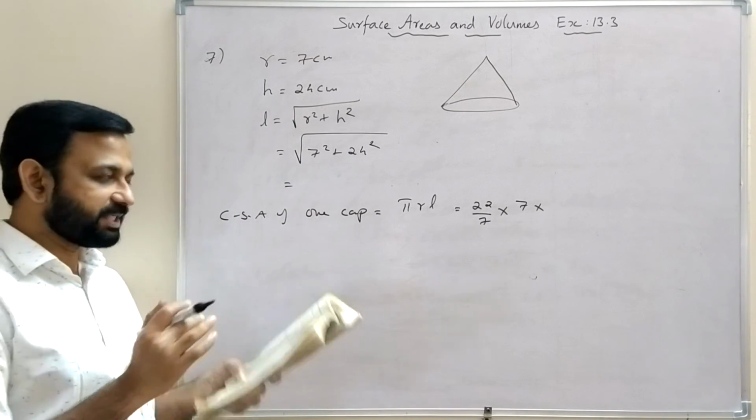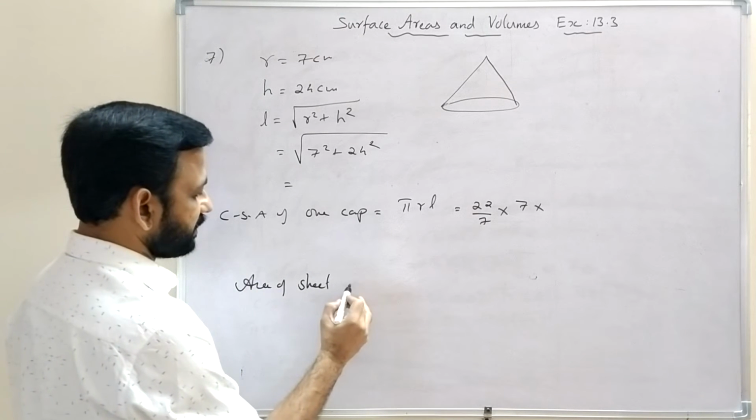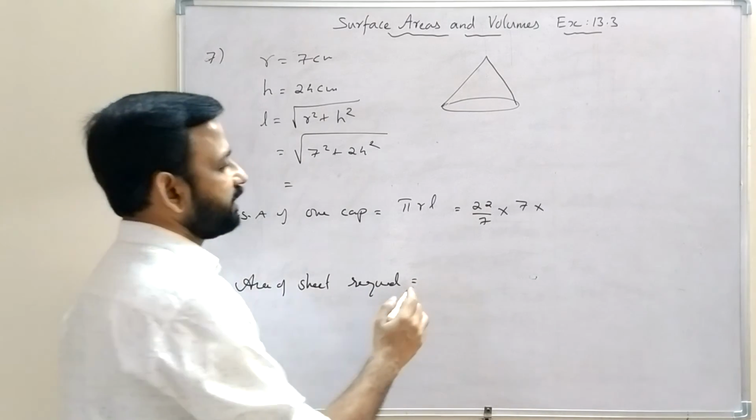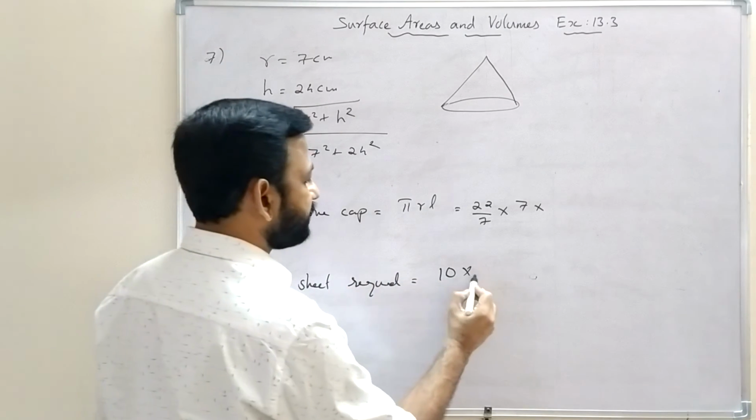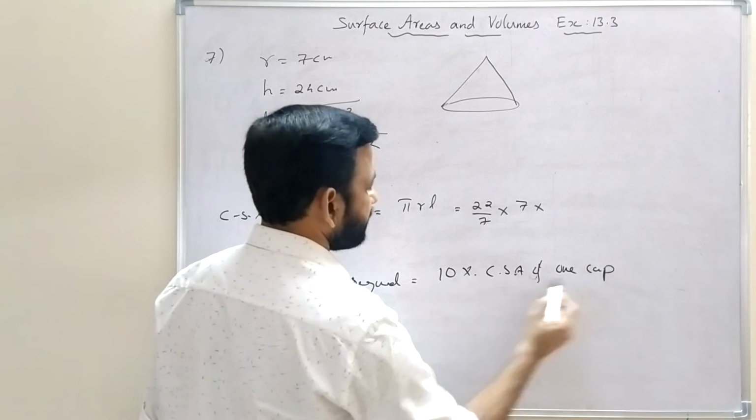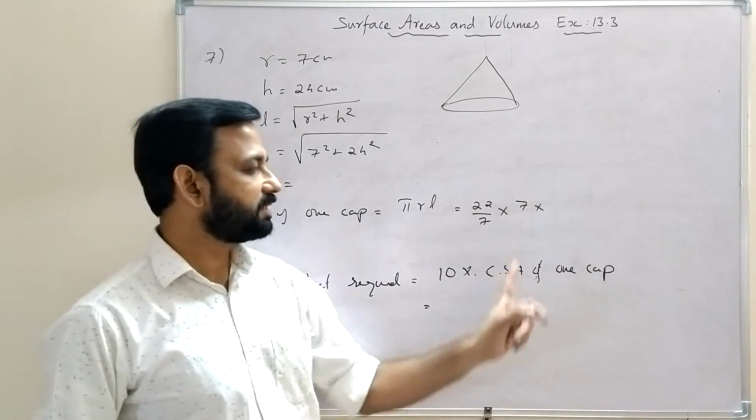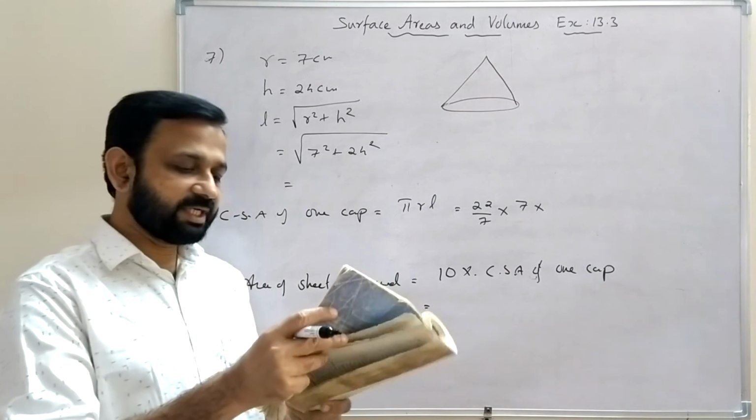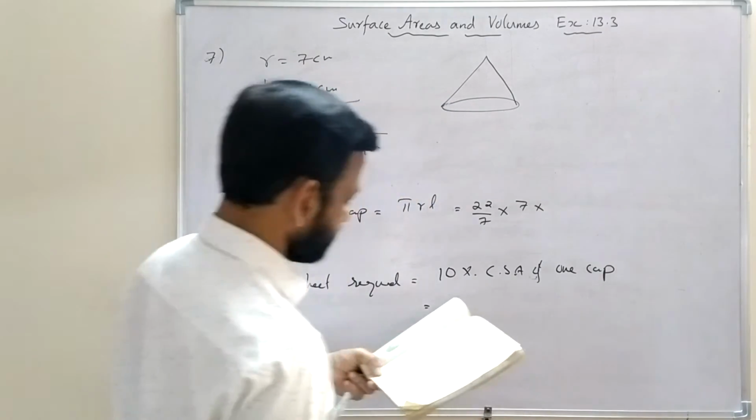Then find the area of sheet required. Area of sheet required is equal to 10, so we have 10 caps. So 10 into CSA of 1 cap. And here when we simplify, we will get the CSA of 1 cap, then into 10. So that will be the area of sheet required for making 10 caps. That is question number 7.